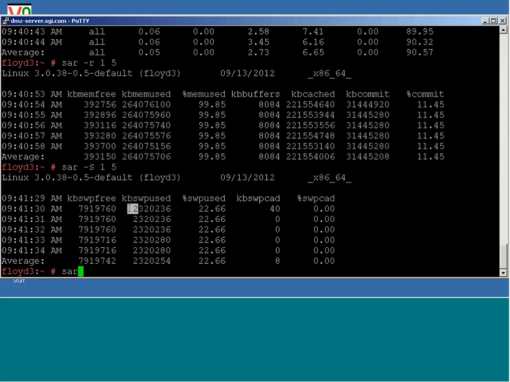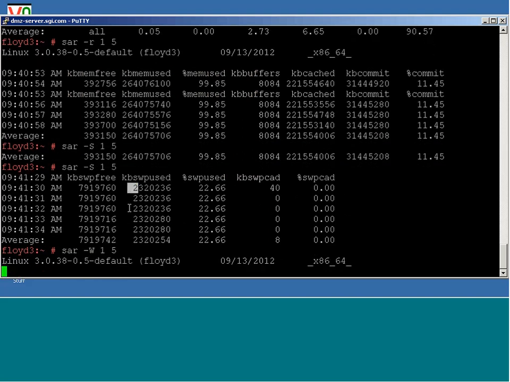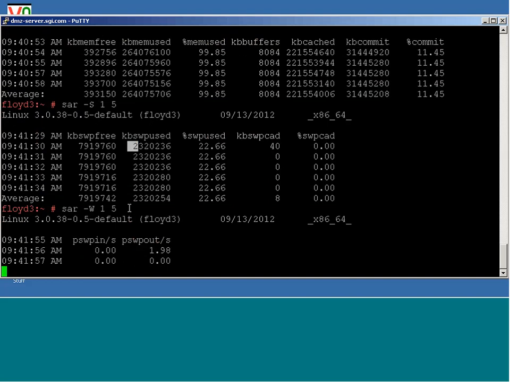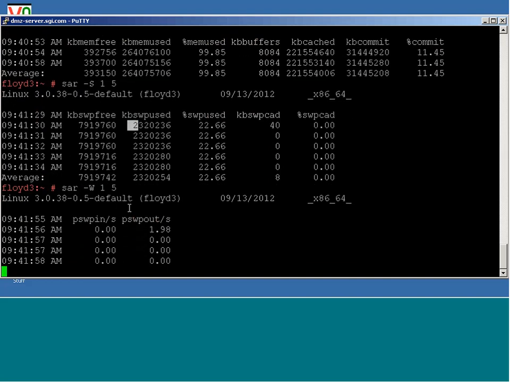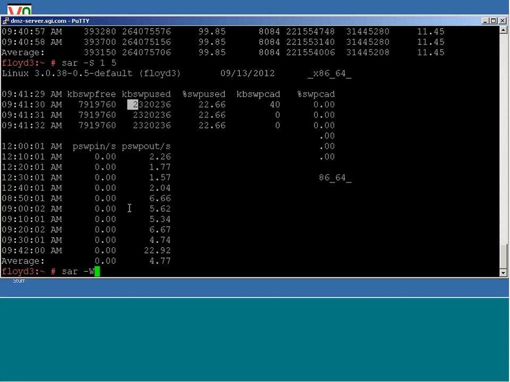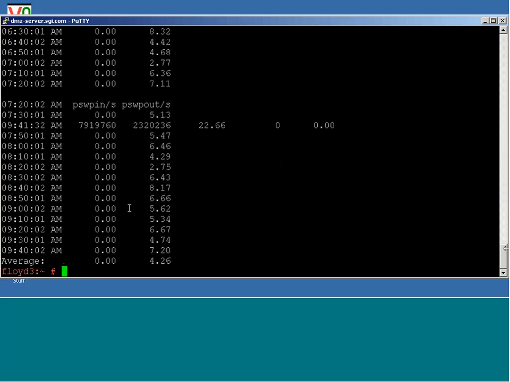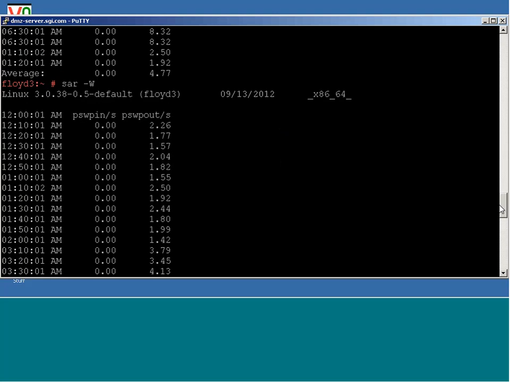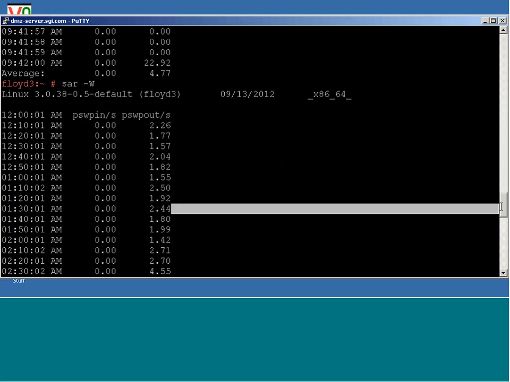I'm going to do a *big W 1-5. This is telling me swap I/O, and I do see that I do have some swap I/O going on. I'm going to do a *big W, and I can see that I've been doing nothing but page outs. There's no page ins going on. It's all page outs. So whatever's swapping out to the swap device is not being used and coming back in.